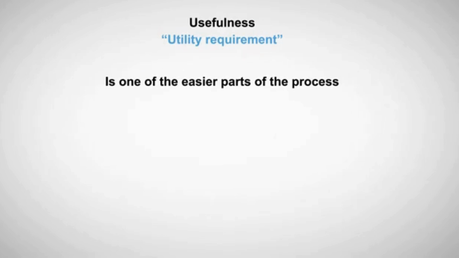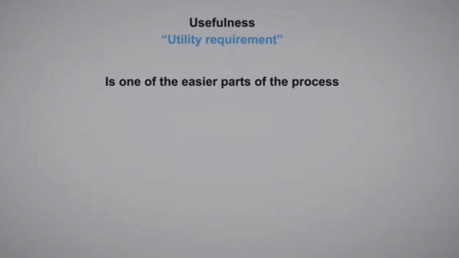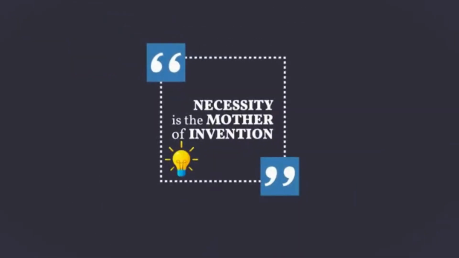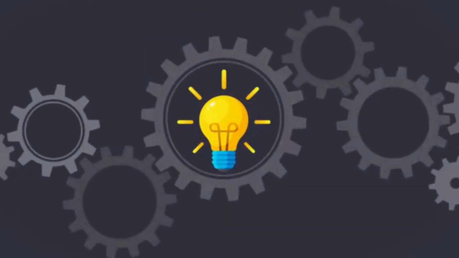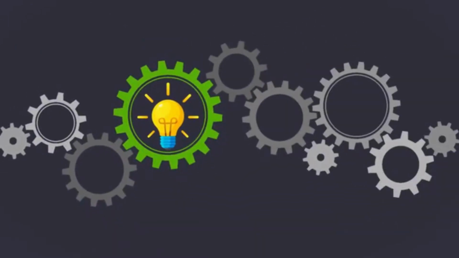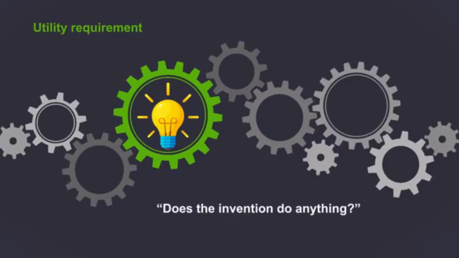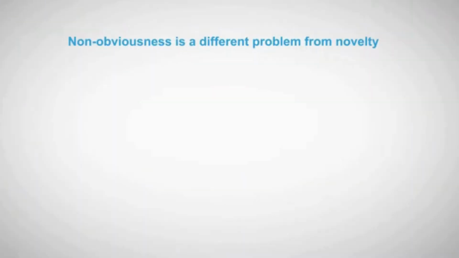Usefulness, also referred to as the utility requirement, is, in practice, one of the easier parts of the process. After all, as the saying goes, necessity is the mother of invention. Inventions are almost always solutions to problems. The mere fact that it's a solution to an existing problem makes it useful. The utility requirement requires us to answer the questions, does the invention do anything, and does the invention work, with yeses.